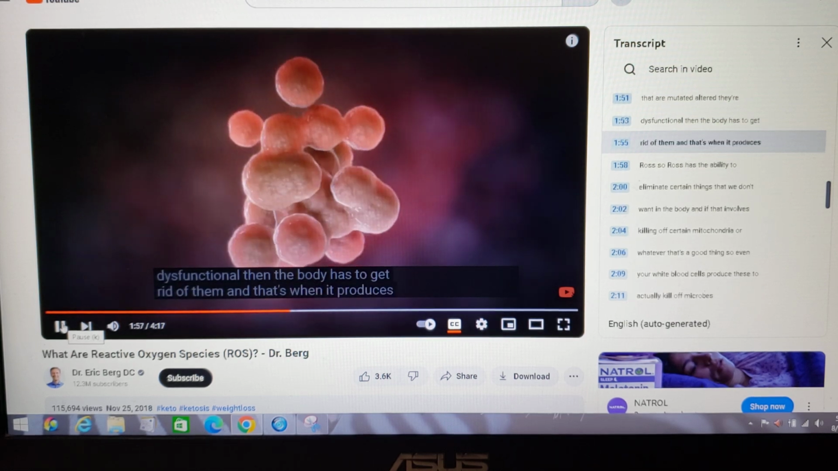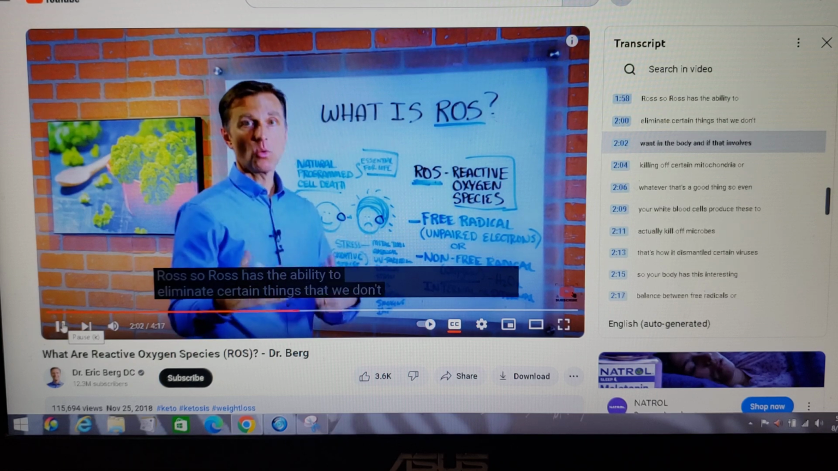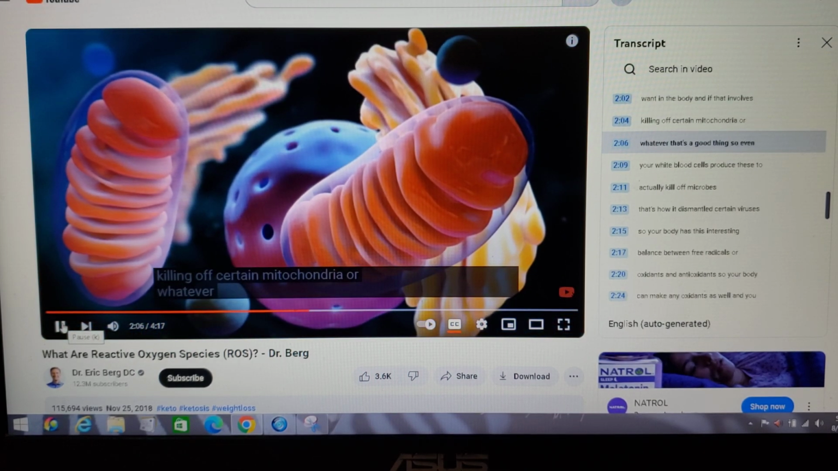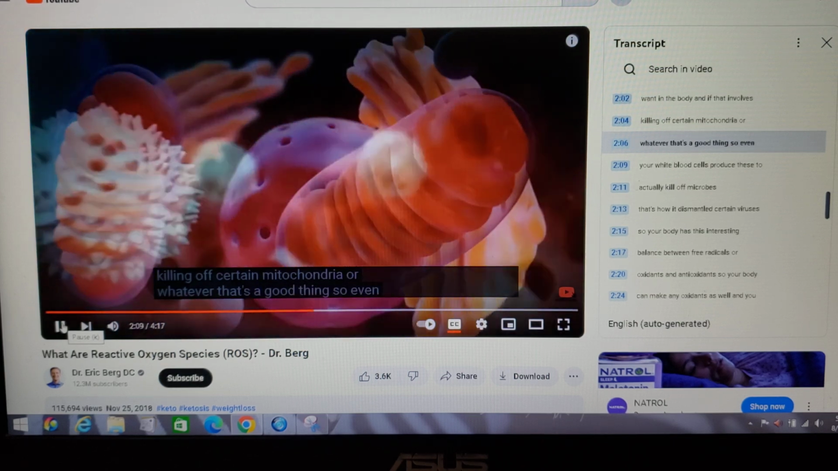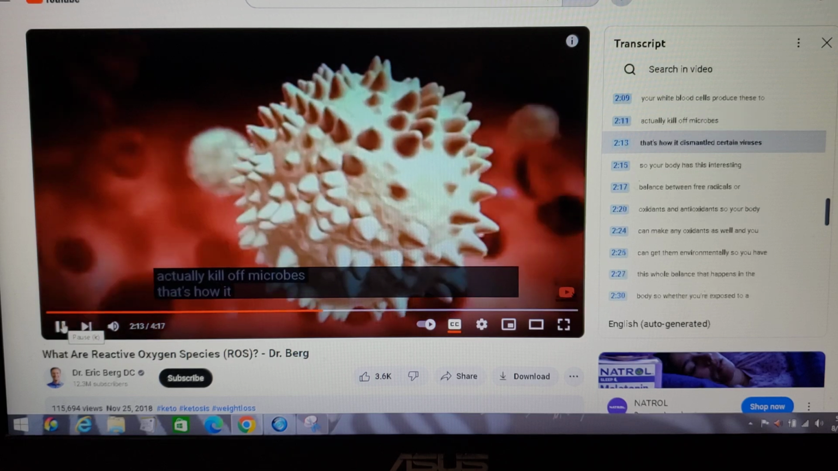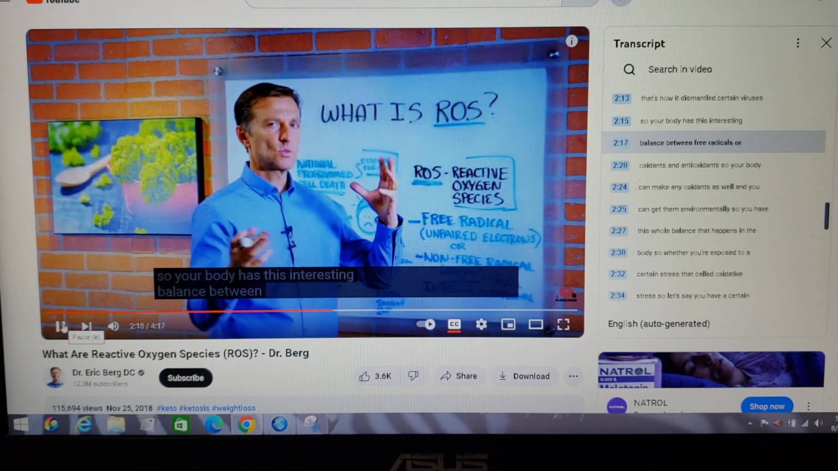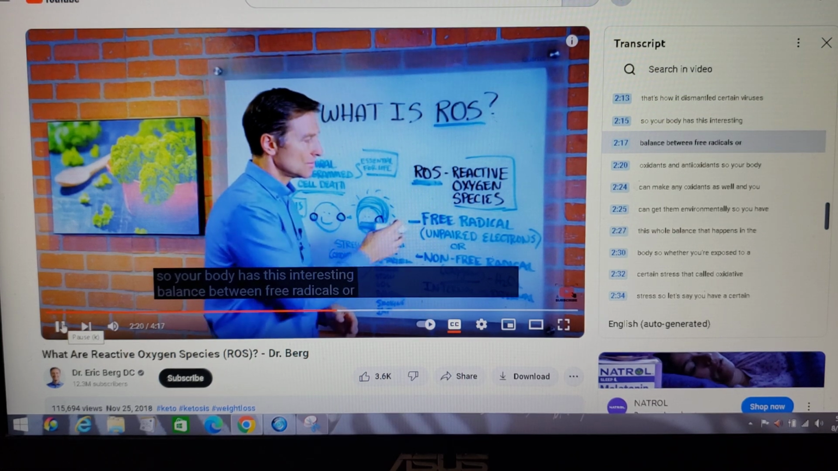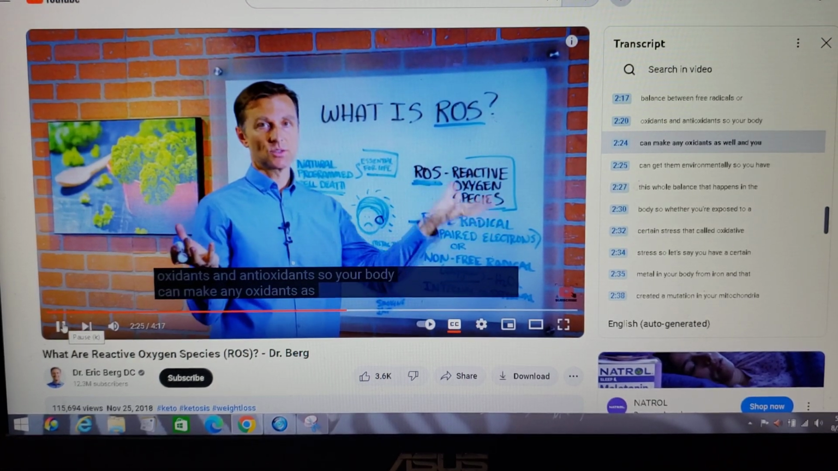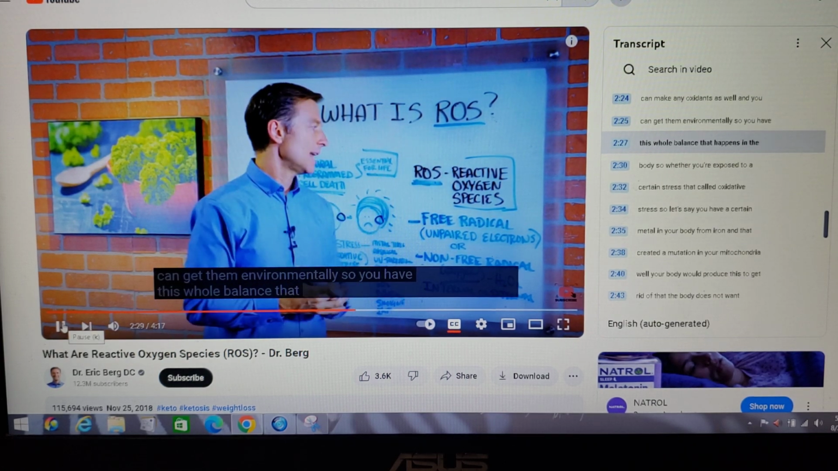Then the body has to get rid of them. And that's when it produces ROS. So ROS has the ability to eliminate certain things that we don't want in the body. And if that involves killing off certain mitochondria or whatever, that's a good thing. So even your white blood cells produce these to actually kill off microbes. That's how it dismantles certain viruses. So your body has this interesting balance between free radicals or oxidants and antioxidants. So your body can make antioxidants as well, and you can get them environmentally. So you have this whole balance that happens in the body.